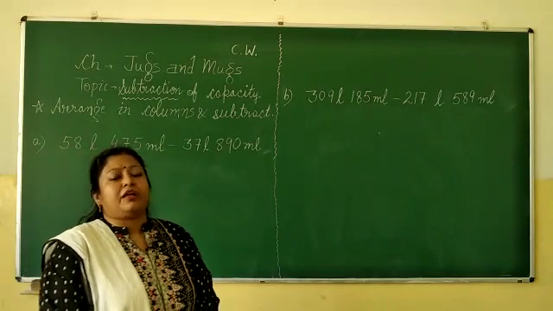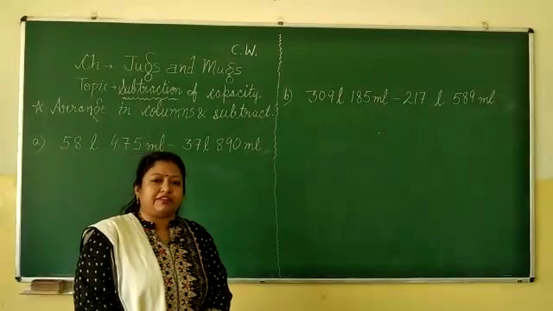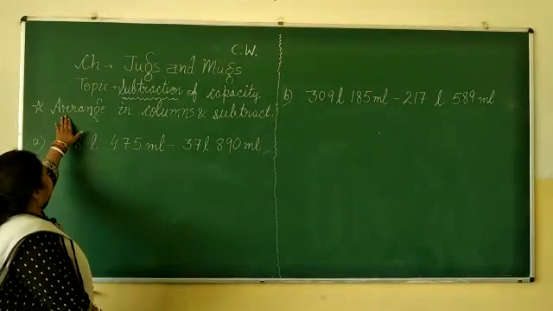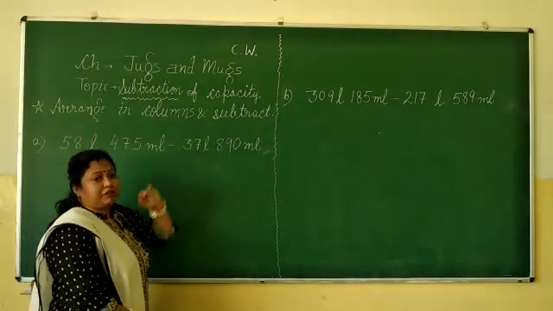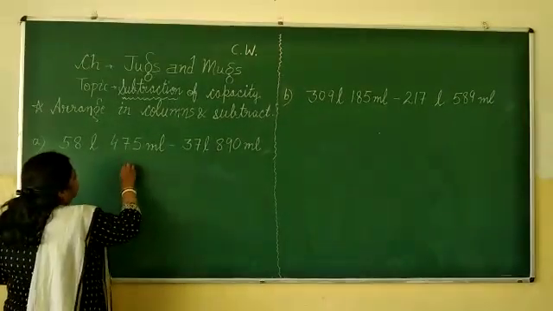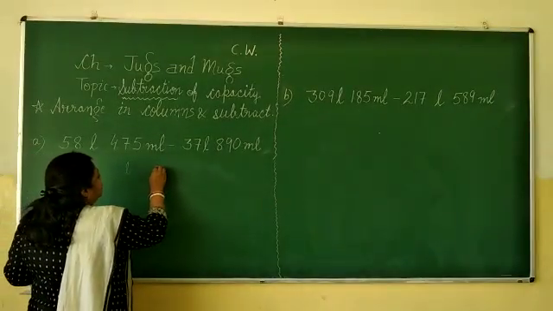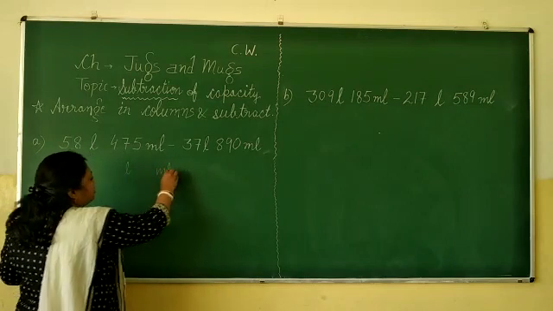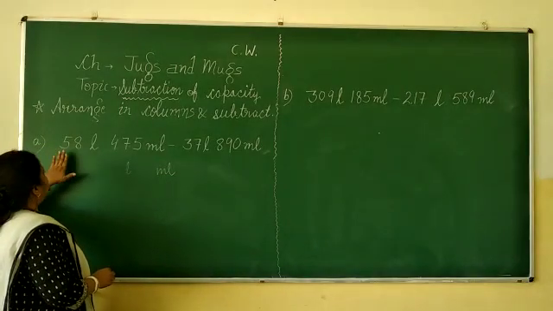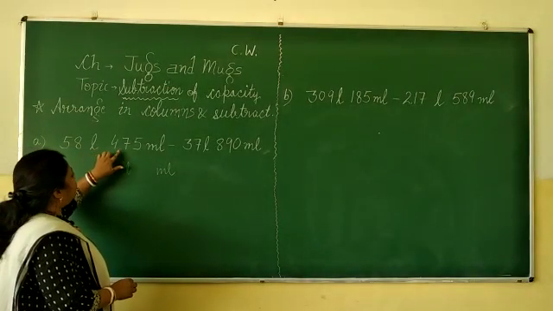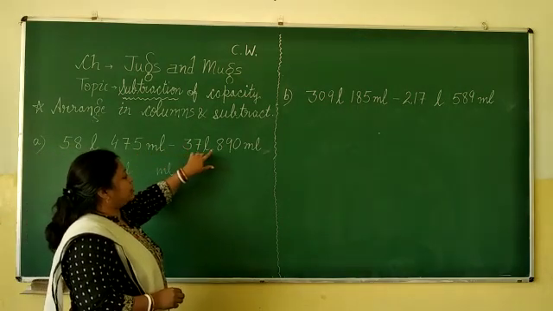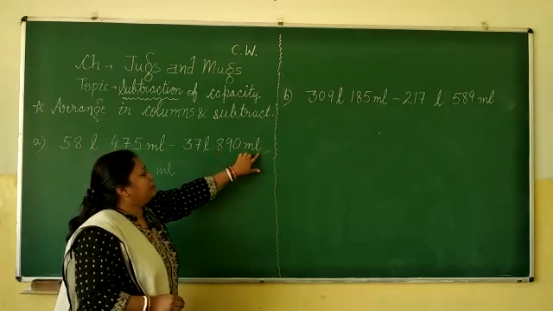So let's learn how to subtract quantities that are given in liters and milliliters. Here we arrange in columns and subtract. First, our work is to arrange the quantities in columns. For that, we write liter and milliliter in two different columns. Let's see our example. It's 58 liter 475 milliliter minus 37 liter 890 milliliters.